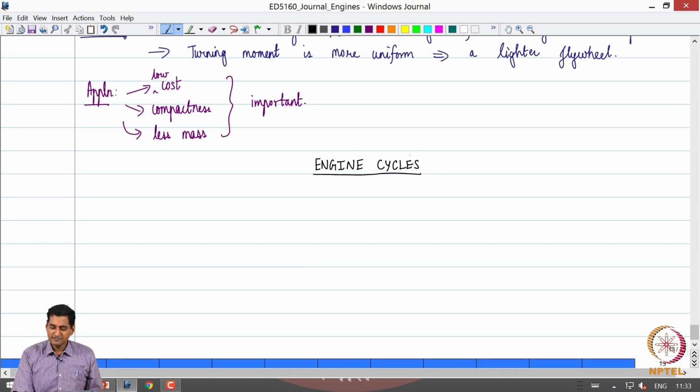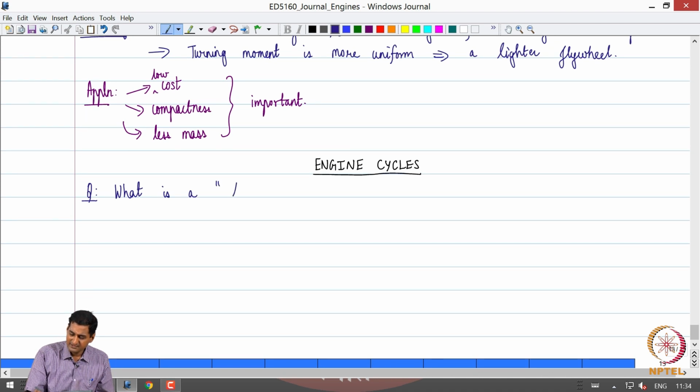So, let us first look at the word cycle, and since we are going to look at internal combustion engines, where we have conversion of chemical energy into thermal energy and thermal to kinetic energy, we will be looking at what are called thermodynamic cycles, which naturally fit in. So, first let us ask the question, what is a thermodynamic cycle? This is something which you would have encountered in a basic undergraduate course on thermodynamics.